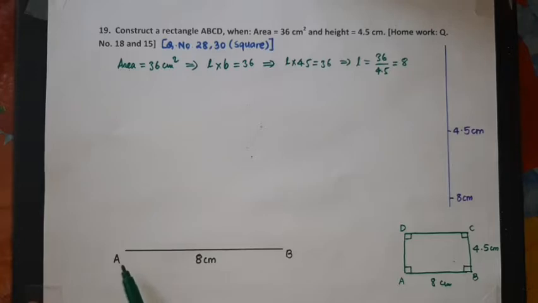So that's why I've taken a measurement of 8 centimeter out here. We have breadth to be 4.5. Now our aim is to construct 90° at any one of these 2 points. So let us quickly draw 90° at B.